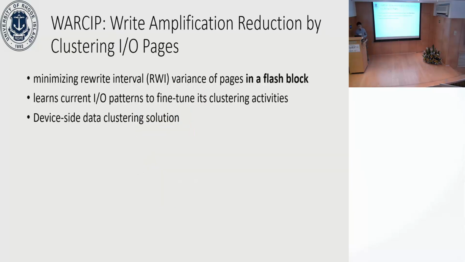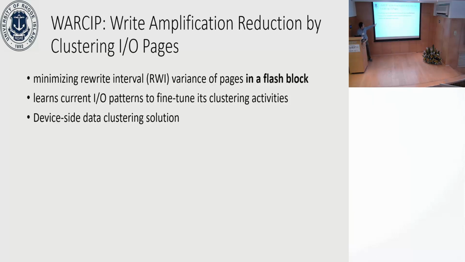To tackle these challenges, we introduce write amplification reduction by clustering I/O pages, or WARCIP. The principal idea of WARCIP is to minimize the rewrite interval variance of pages in a flash block. The rewrite interval is the time interval between two consecutive write requests for the same logical page address. WARCIP calculates the write interval of each request in the I/O streams and groups it into an open block whose average write interval is the closest.